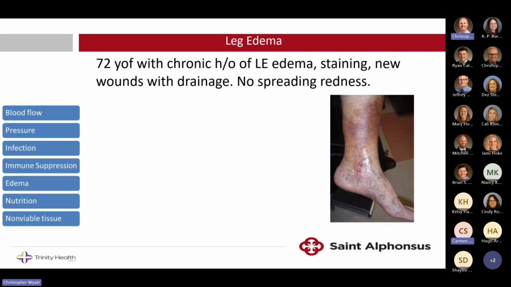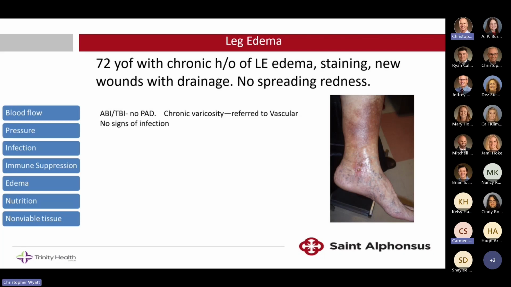All right, so leg edema. 72-year-old, chronic history of lower extremity edema, got signs of staining. He's got a new wound on the medial aspect with some serous drainage, no spreading redness to this, no signs of PAD or DVT. ABI is performed, nothing. Do notice chronic issues, chronic varicosities down below, so we might refer him to vascular to assess for venous reflux.